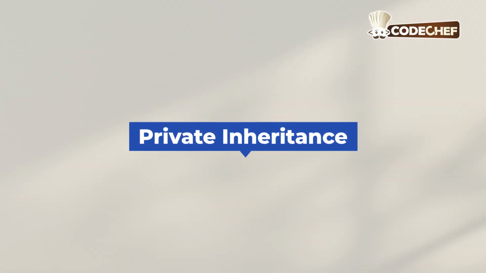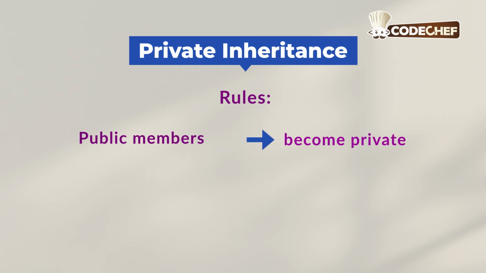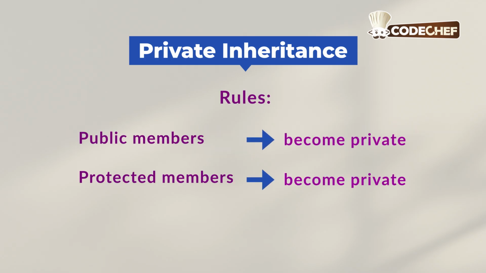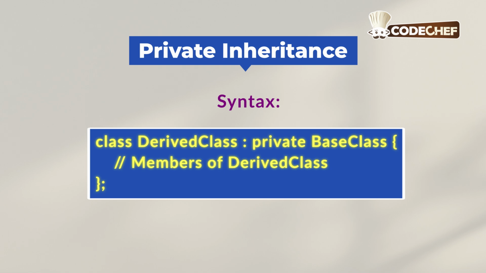Private inheritance. In private inheritance, the base class members become more restricted, which means public members become private, protected members become private, and private members are not accessible. Its syntax is class Derived : private Base { members of the derived class };. Now let us go to the CodeChef platform and see how to perform private inheritance in C++.